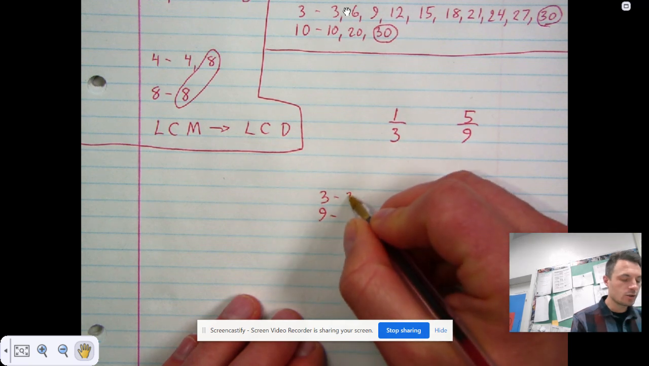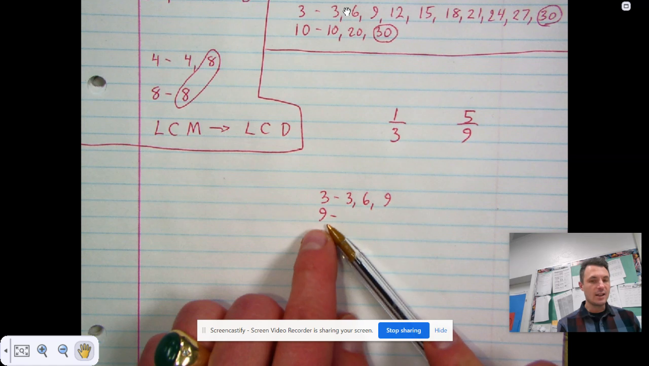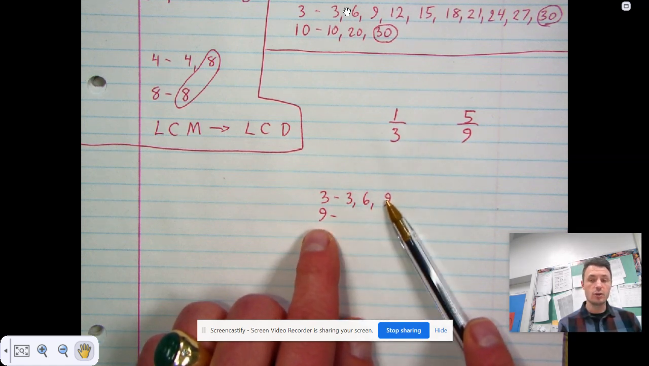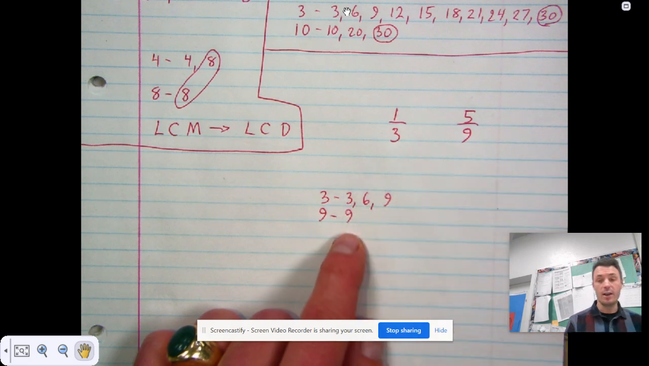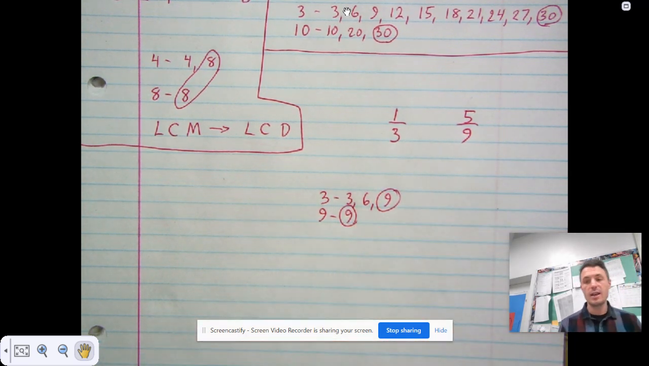So we're going to count by 3s, 3, 6, 9. If you get the second number in your first list, you know you don't have to go any farther because 9 is the third multiple of 3, but it's going to be the first multiple for 9. So that means 9 is the LCM.